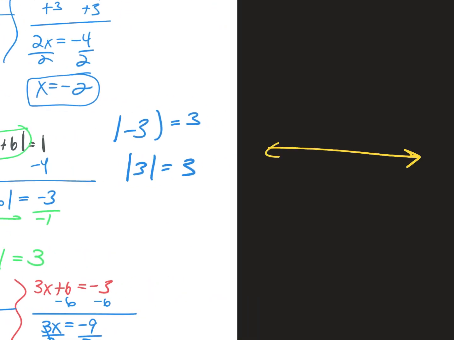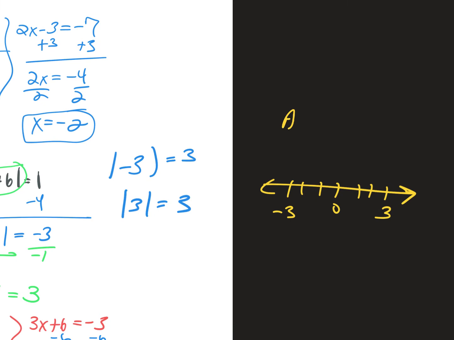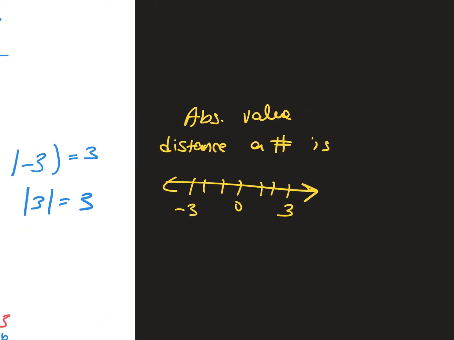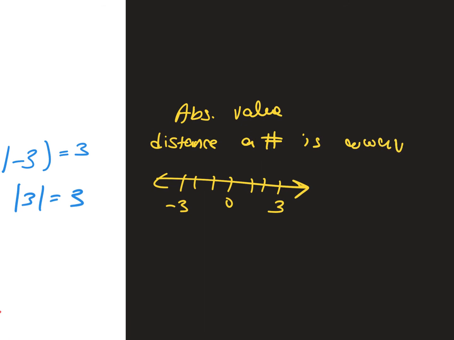Okay. Here's 0. Little sidebar here. Here's positive 3. Here's negative 3. Absolute value, by definition, is the distance a number is away from 0 on a number line. Okay, so how many spaces, that's what absolute value is. It's counting the spaces that a number is away from 0.